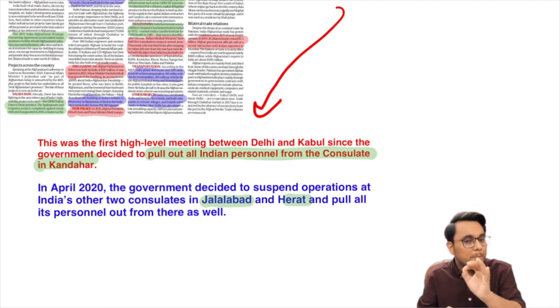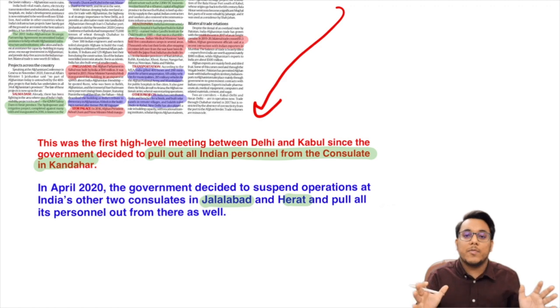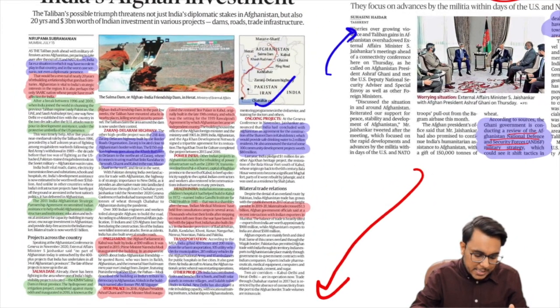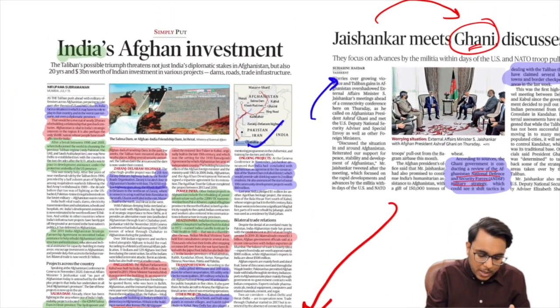So number one problem has already been there, that the diplomatic engagements will be reduced. Number two, guys, even in Afghanistan, we have a large amount of infrastructure that we have created over the years, and now that infrastructure's security and safety is also being threatened. So now guys, in the Afghanistan scenario, let's see what infrastructure has been developed by India in Afghanistan.